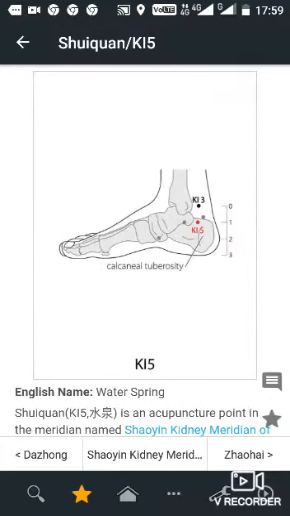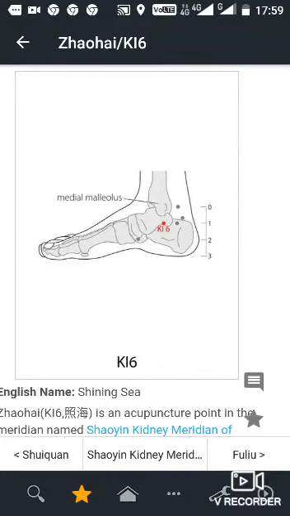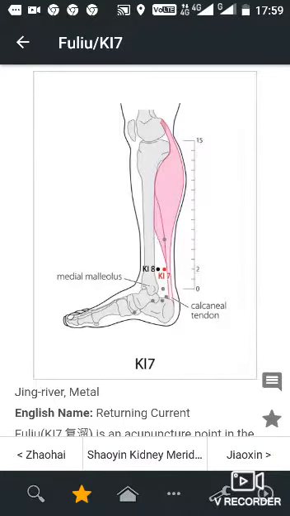Key 5, location. 1 cun below Taixi, KI3, on the medial border of the calcaneus. Key 6, location. 1 cun directly below the tip of the medial malleolus. Key 7, location. 2 cun directly above Taixi.